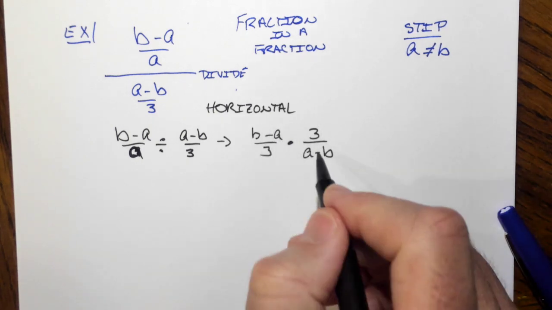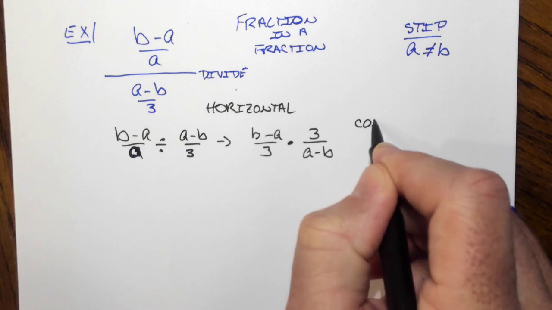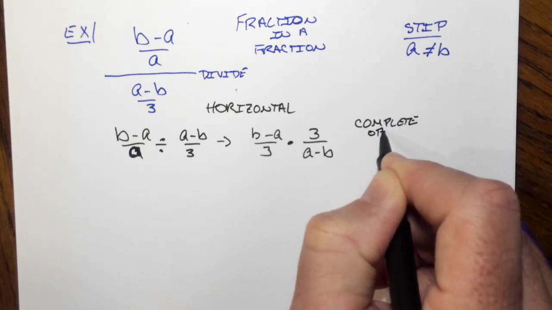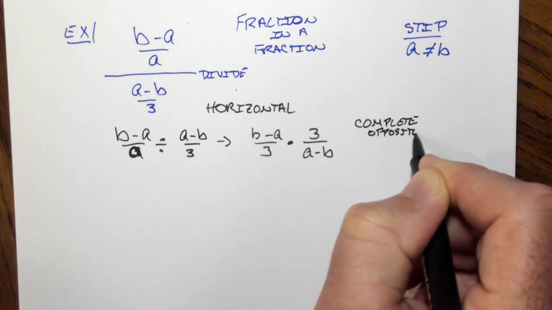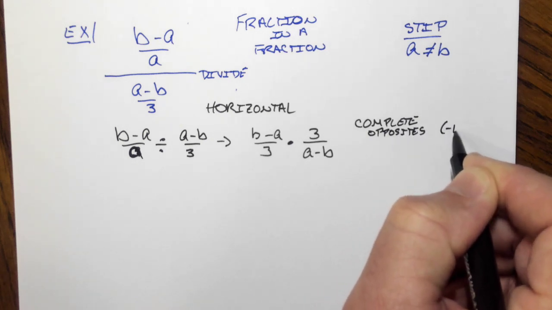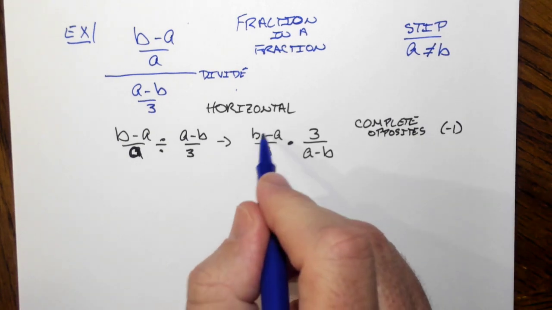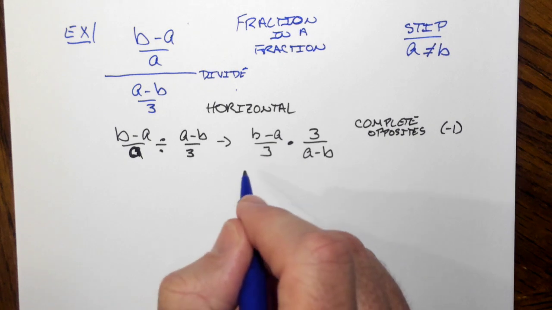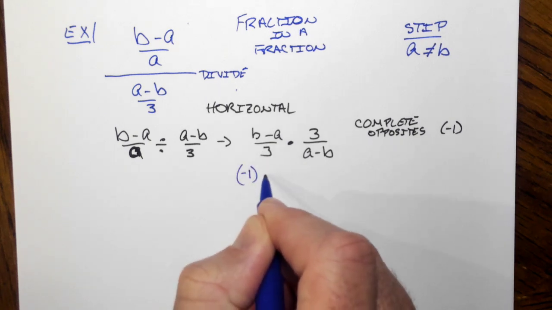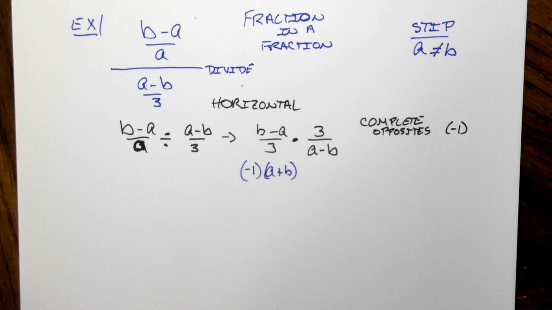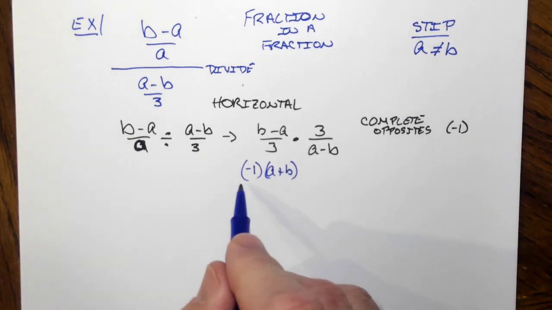So when you notice opposites, complete opposites, think a negative 1 is going to get factored out. You can do it at the bottom, you can do it at the top. I'm going to do it to the top one just because I like to see things in alphabetical order. So up here I'm going to factor out a negative 1, meaning what? Change of signs. So I get A plus B there.